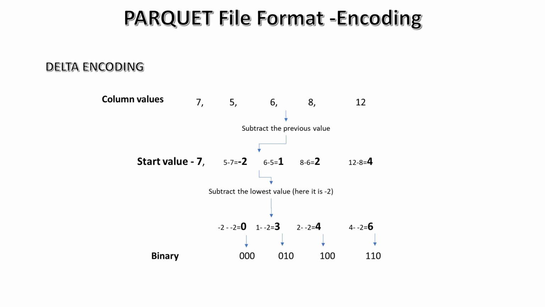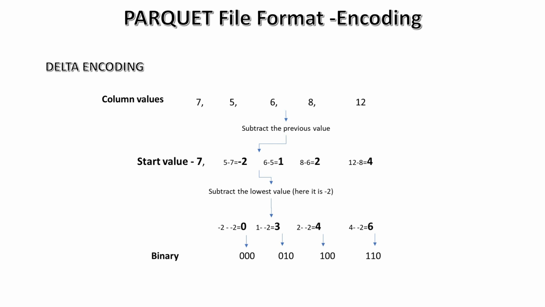In this example, you can see that column values are 7, 5, 6, 8 and 12. Instead of storing all these values, we'll store the first value, that's 7. Then we'll store the difference or the delta between the adjacent values, that is 5 minus 7, minus 2, 6 minus 5, 1, 8 minus 6, 2, and 12 minus 8, that is 4. So we'll be storing minus 2, 1, 2, and 4.